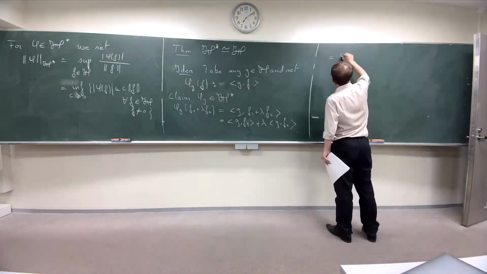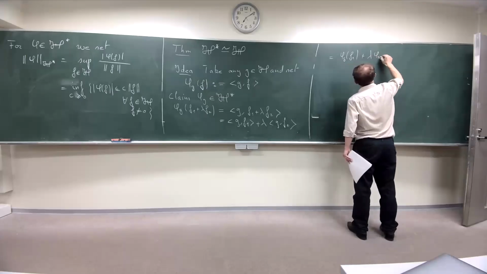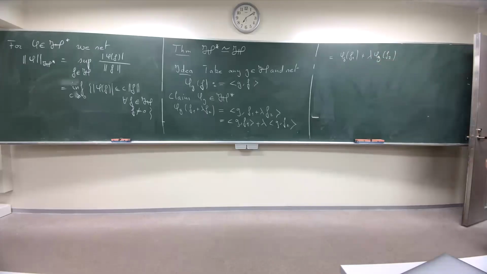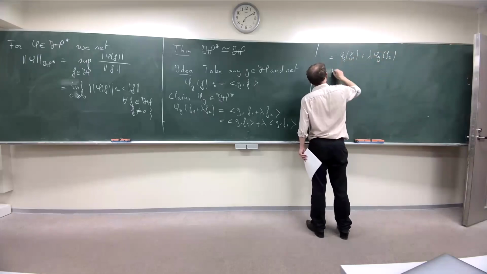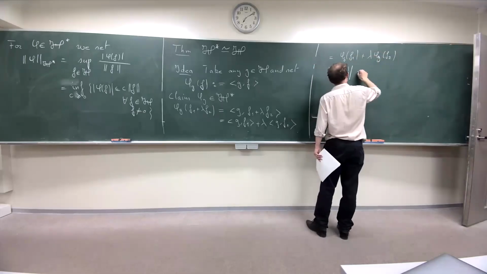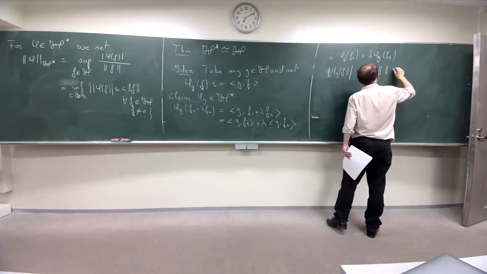This is equal to phi j of F1 plus lambda phi j of F2. So the first condition, the linearity condition, is satisfied. What about the second one? Observe that phi j of F, I'm claiming that this is always smaller than the norm of G times the norm of F.